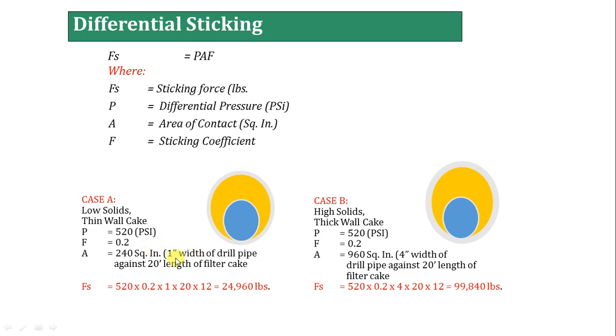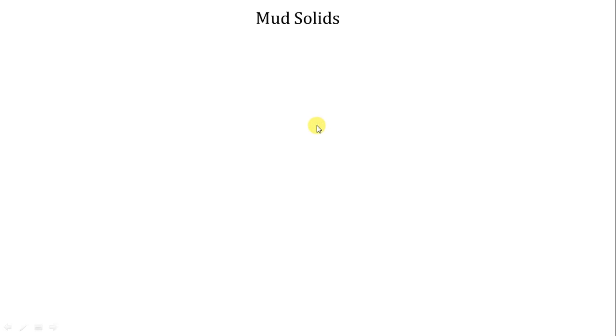which is double the last value. Why does this happen? This happened due to the solids. This was 1 inch width, but this is 4 inch width. So all that we have talked about gives you an important rule: the lower the solids, the better the drilling. Okay, so let's check the mud solids and know each one of them.